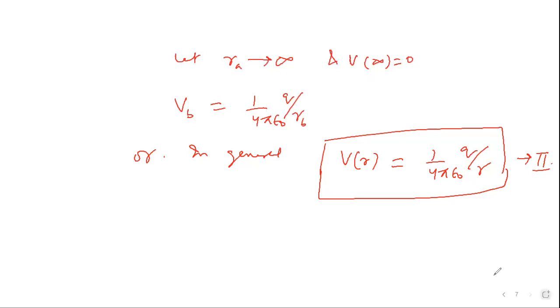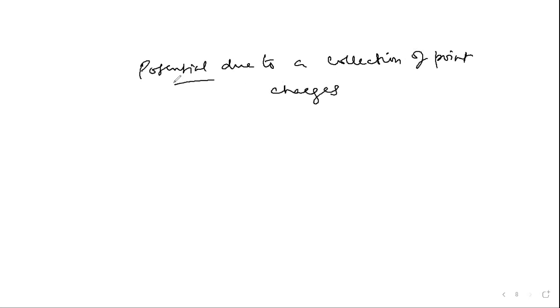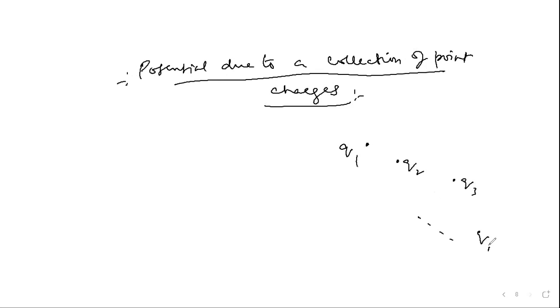Then if we have to find the potential due to a collection of point charges, I have already told you that we can make use of the superposition principle. For example, if I have many charges Q1, Q2, Q3 and so on up to Qn, and we select some point P and we want to find the potential at point P, let that be V. What we do is find the potential due to charge 1 at point P, then due to 2, then due to 3, charge 3 and 4 and so on.